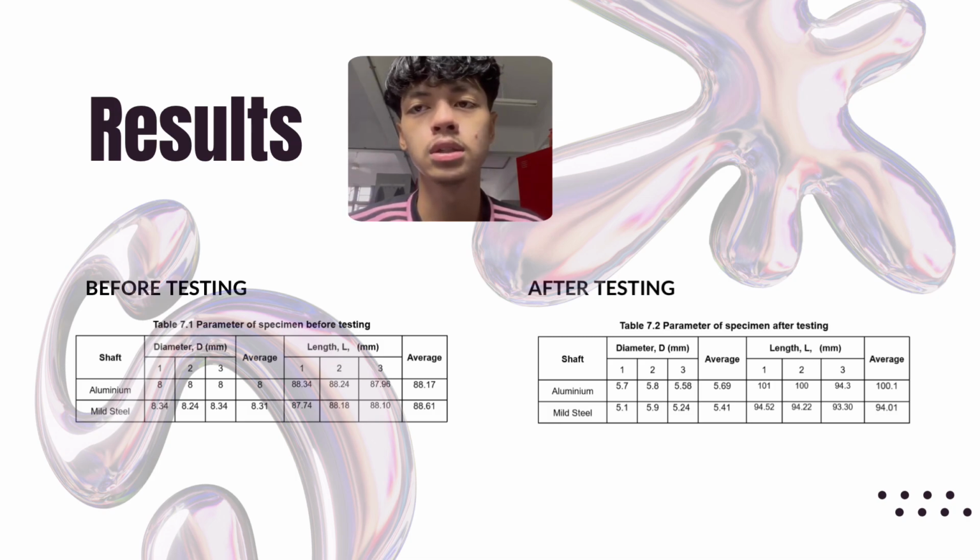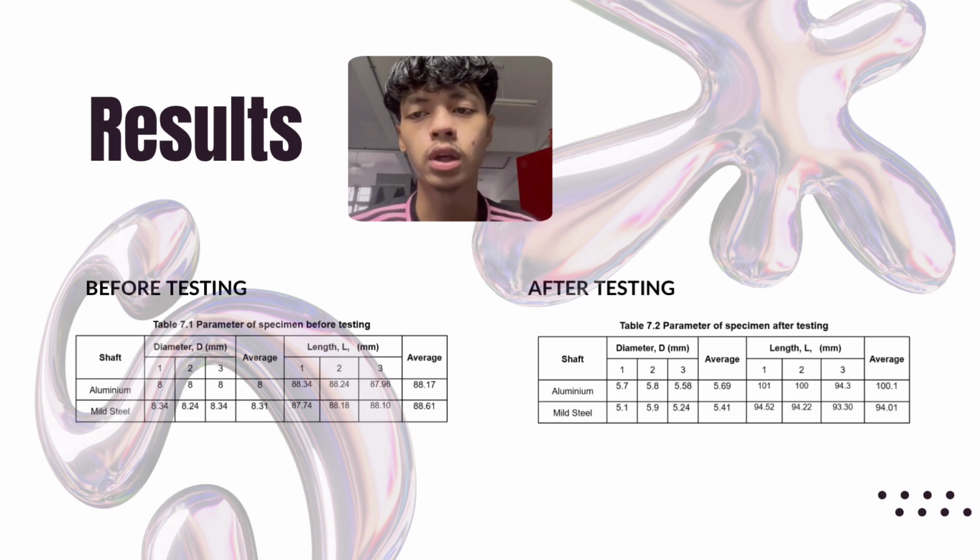This slide shows the result of the specimen measurement before and after testing for aluminium and mild steel shaft. Before testing, the average diameter of the aluminium specimen was 8.00 mm, while the mild steel specimen had an average diameter of 8.31 mm. For the length measurement, aluminium had an average length of 88.17 mm and mild steel had an average length of 88.61 mm.